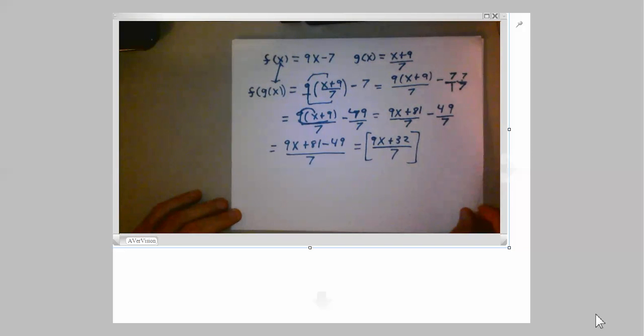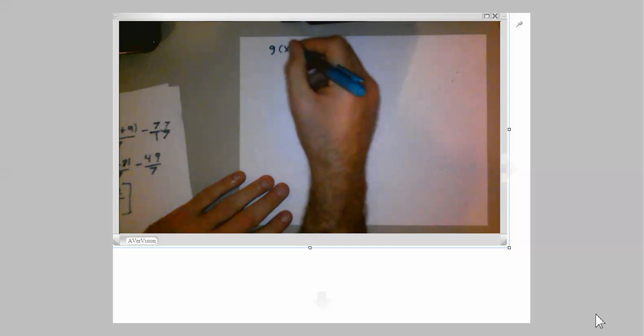So the other way we could do it is g composed with f of x. To do g composed with f of x, again we have g of x is equal to x plus 9 divided by 7, and f of x is equal to 9x minus 7.